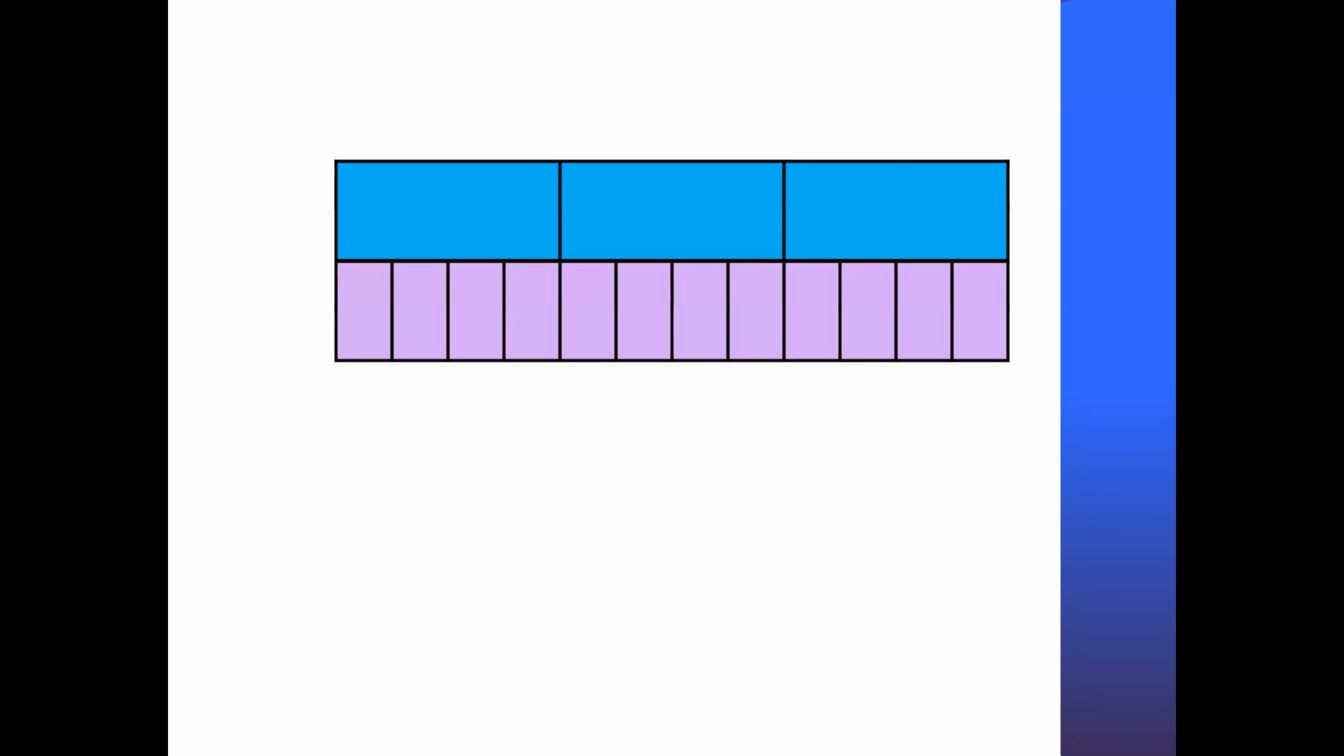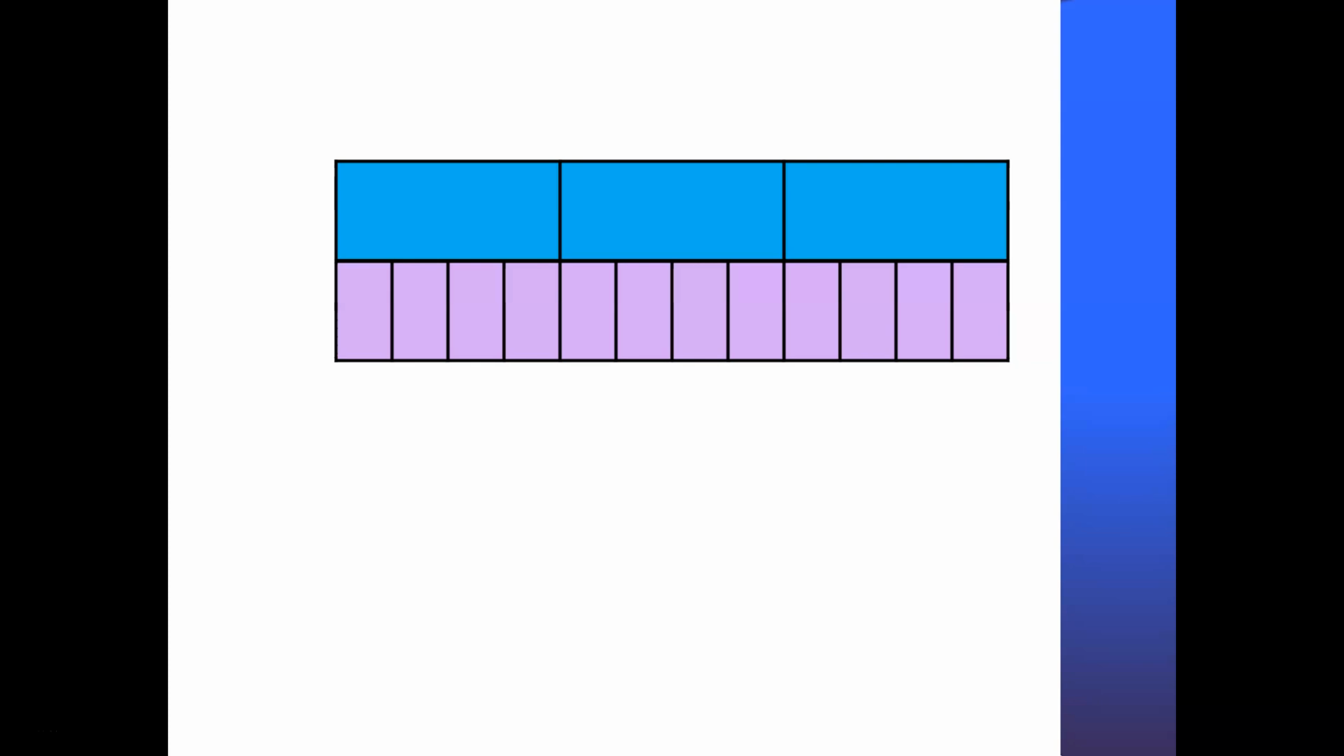Let's explore more equivalent fractions. Here we have our bar and it's divided into thirds, just as before, but this time our second bar has been divided into 12 equal sections, or twelfths. How many twelfths would be equivalent to 1/3? Pause the video and have a think.